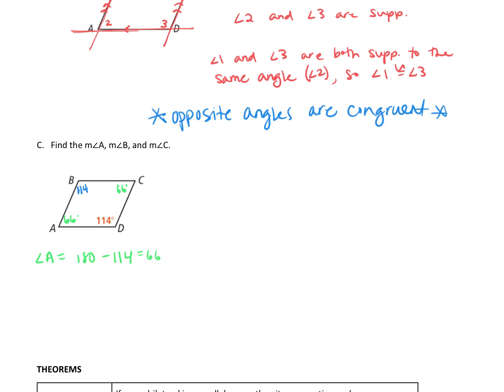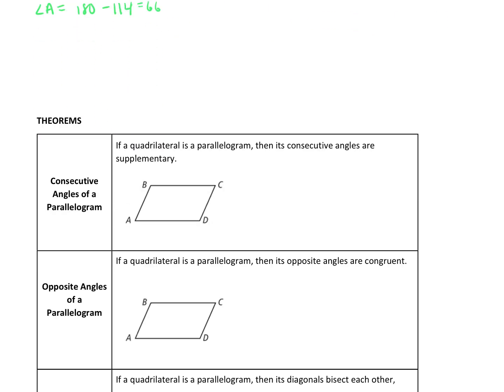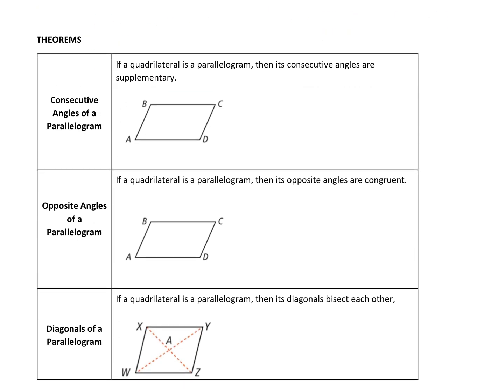And you can double check, are your consecutive angles supplementary? So is 114 plus 66 180? It is. Here's another 66 plus 114 equals 180. Here's a 114 plus 66 equals 180. You guys get it. All right, so that brings us to, we got three theorems.